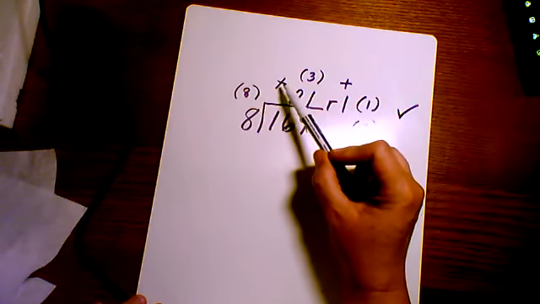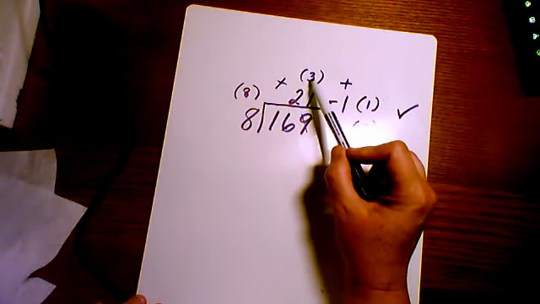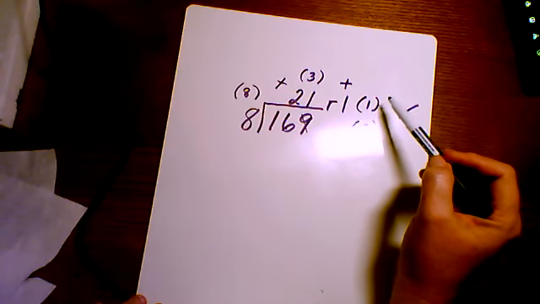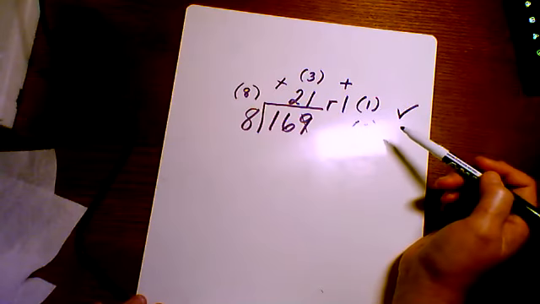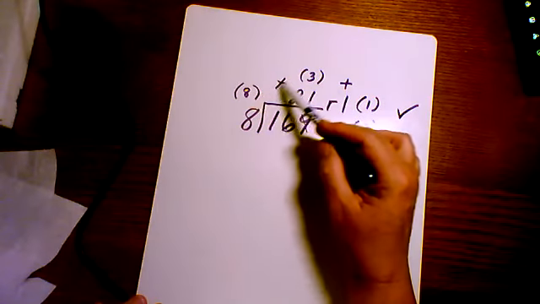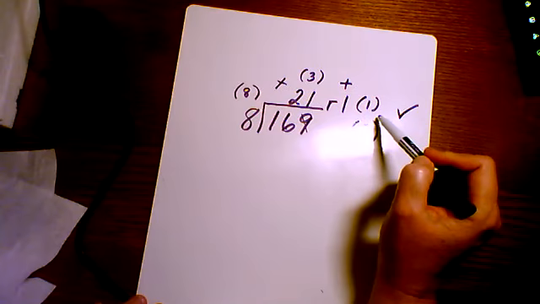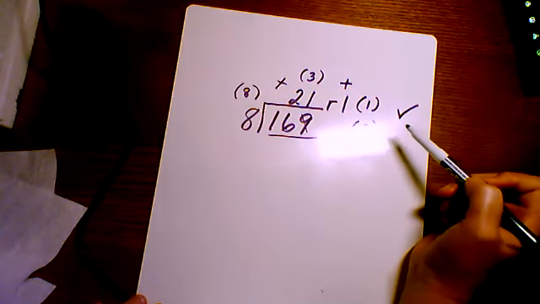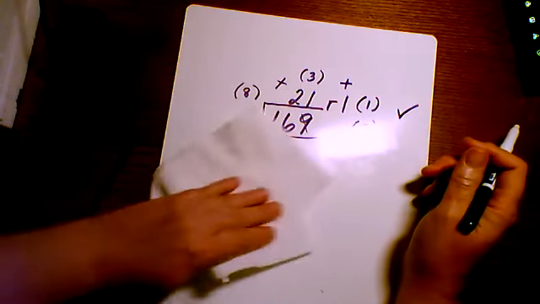Remember, 8 times 3, that's 24, plus 1 would be 25. 2 plus 5 is 7. There is our check number. Not only did it multiply and add up correctly this way, but it is also the check number for 169.